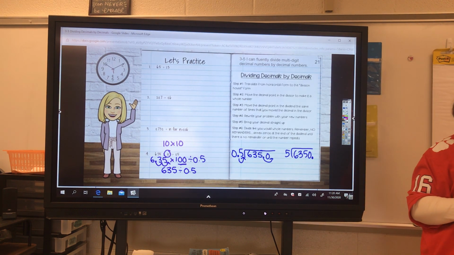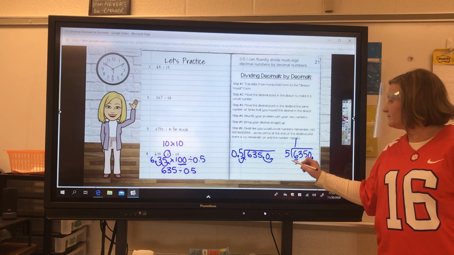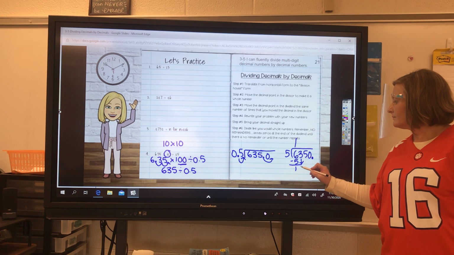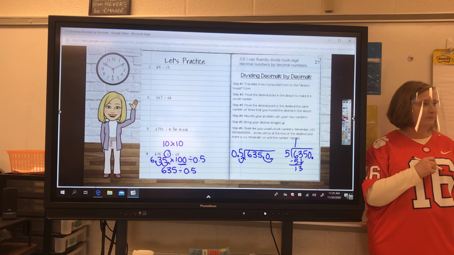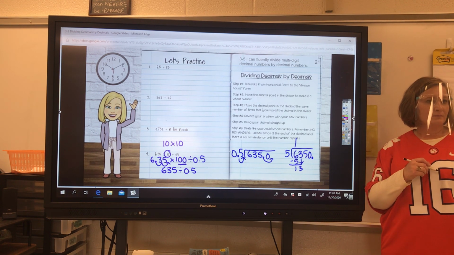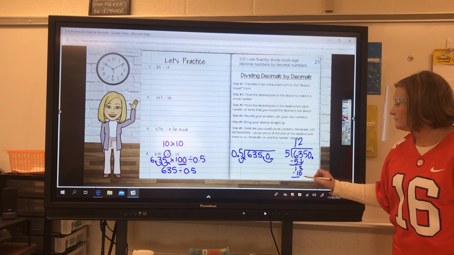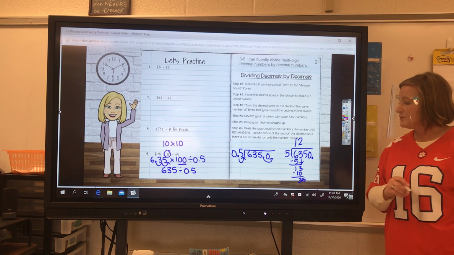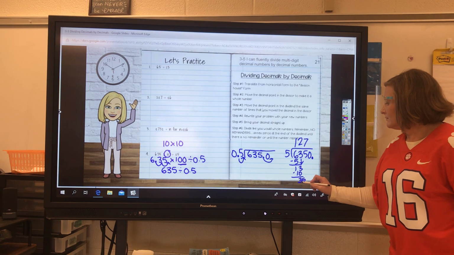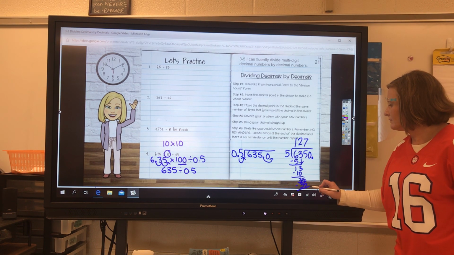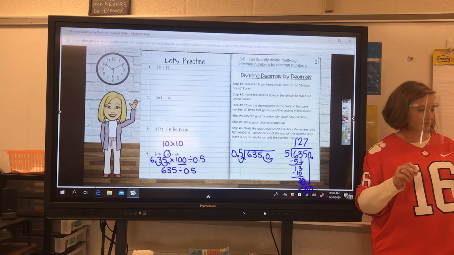How many times will 5 go into 6? Once. 1 times 5 is 5. How many times will 5 go into 13? 2. How many times will 5 go into 35? 7. What about 0? 0.